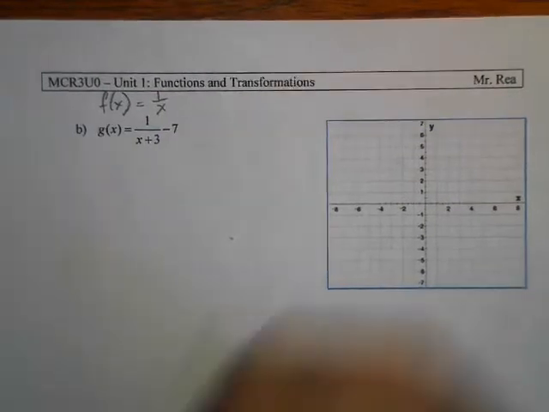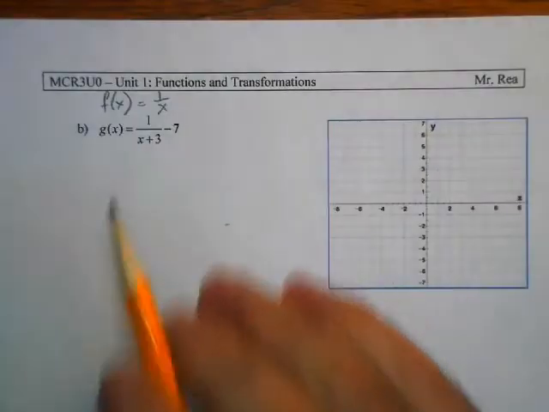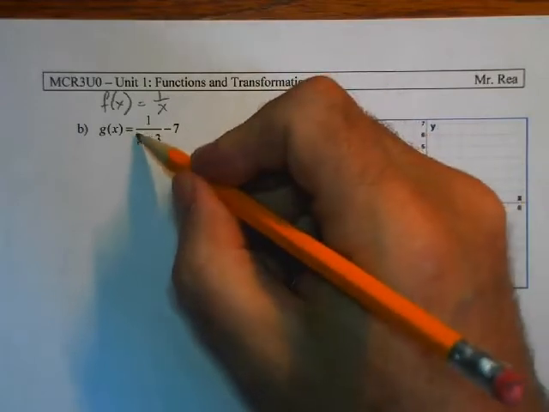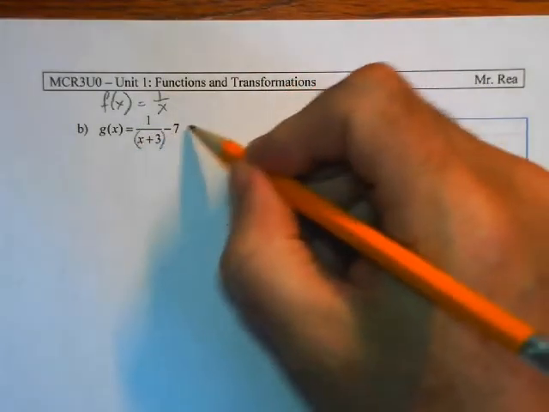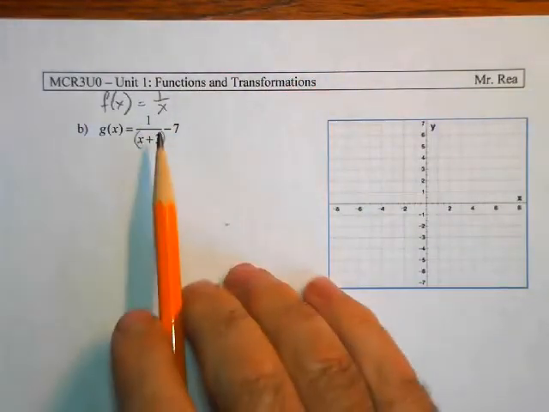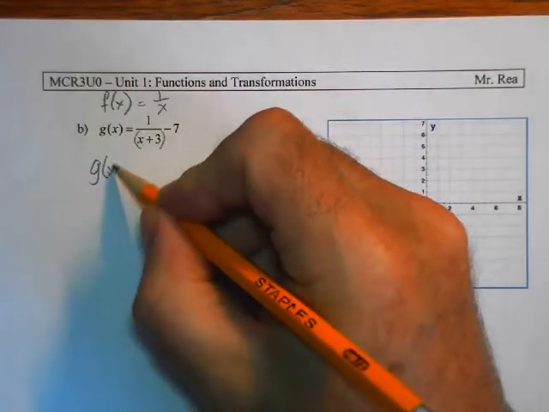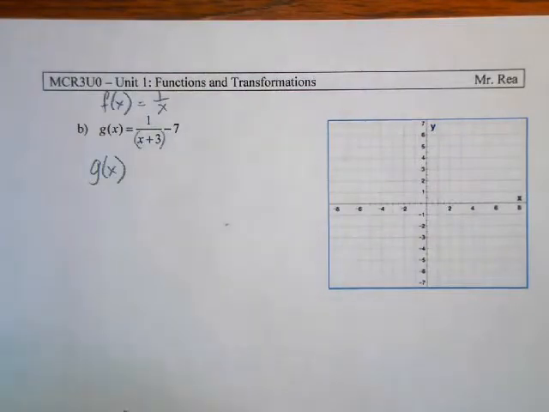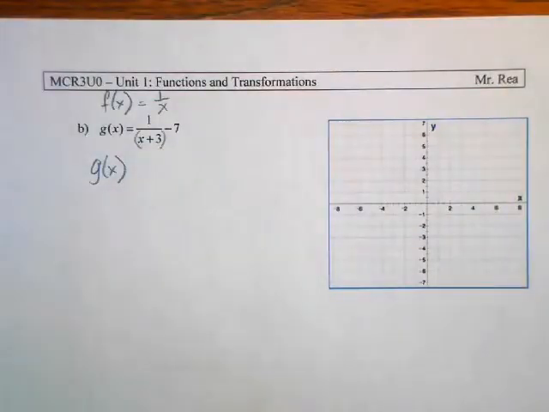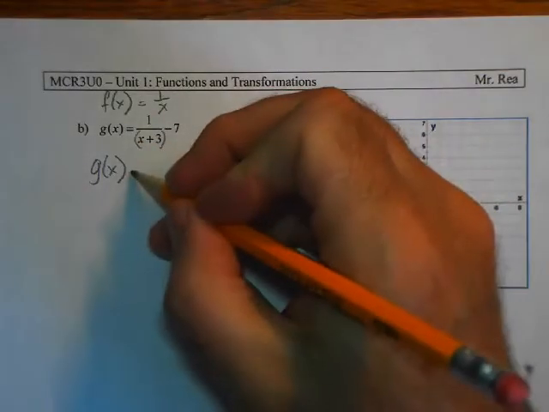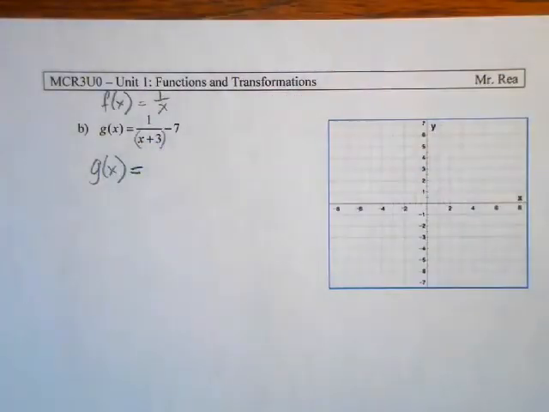Okay, now this one's always a little tricky. I'm going to put brackets around here. So if I want to change g of x to be written in terms of f of x, okay, this one's always a little tricky, so don't get too alarmed if you're not getting it at first.